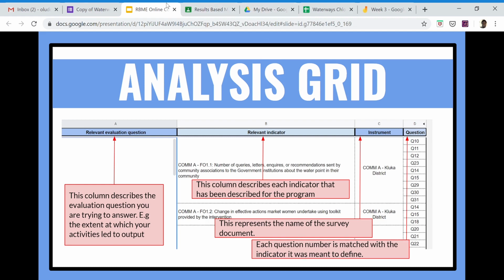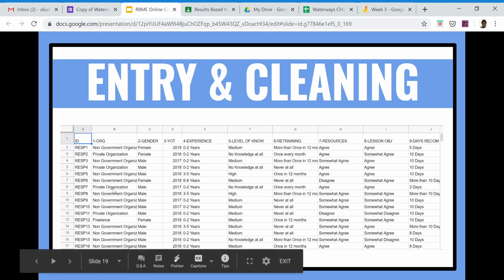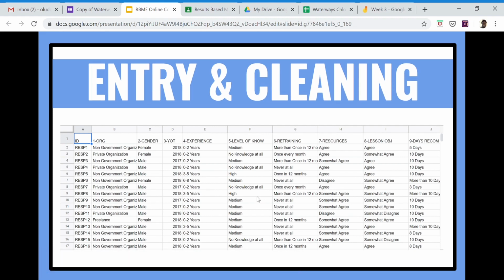So lastly is data entering and cleaning. This is an example of what I just did, and this is just what we do when you collect responses on the Google Form, using Google Form as an example.